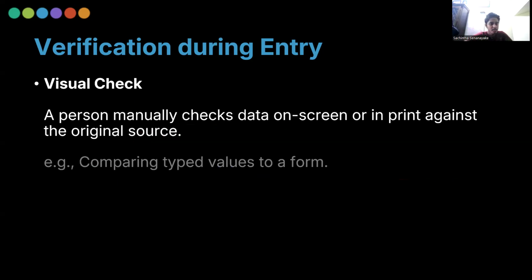Visual check is a more manual form of verification, which is the next method, where a person manually checks data on screen or in print against the original source. So it's about just checking whether what you're typing is correct. Maybe you could check whatever data you're entering into a form against a piece of paper that has a record of all the records that you're trying to enter. So you could double check by ensuring that what you see on screen is exactly what you have on paper. So comparing typed values to a form is another example of visual checks. So verification during data entry can be achieved using a visual check or using double entry.